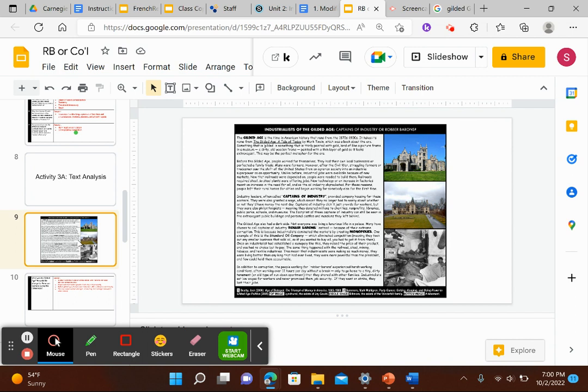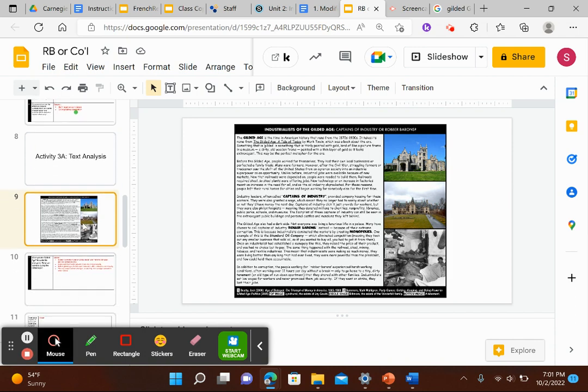Captains of industry did not just provide for workers, but they were also philanthropists, meaning they donated millions to charities, nonprofits, libraries, public parks, schools, museums. The footprint of these captains of industry can still be seen in the extravagant public buildings and personal castles and mansions they left behind.